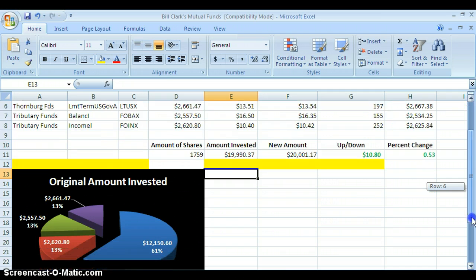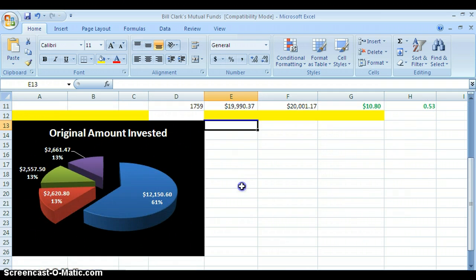As you can see down here, this is a chart that I had made for this is the original amount that I had invested in. As you can see, I invested a lot in the blue one, which is Target for the fund family, and the others were equally invested.